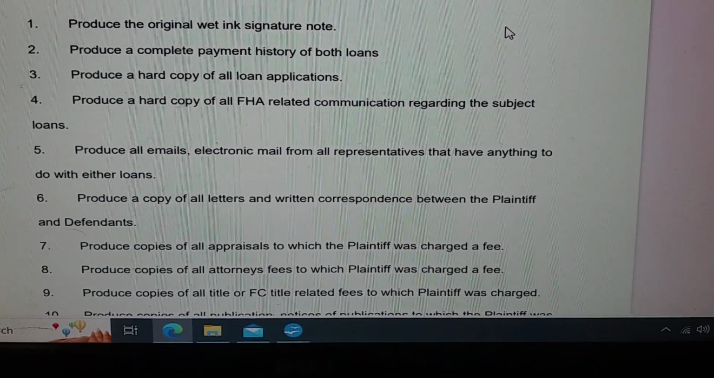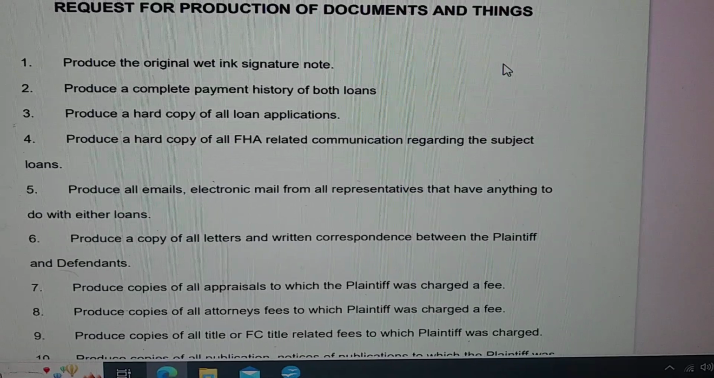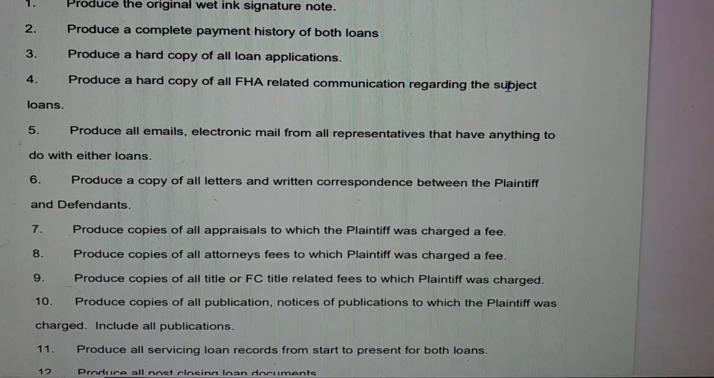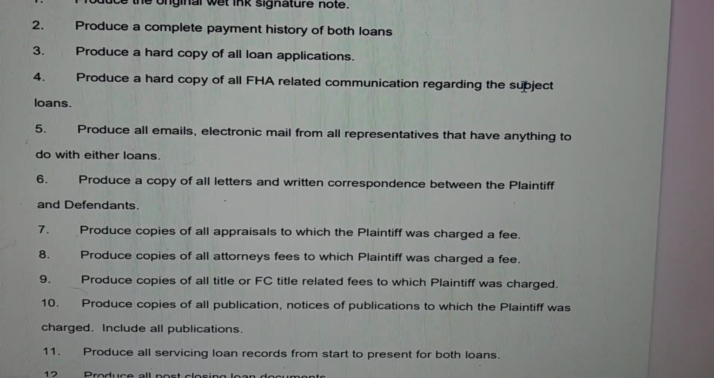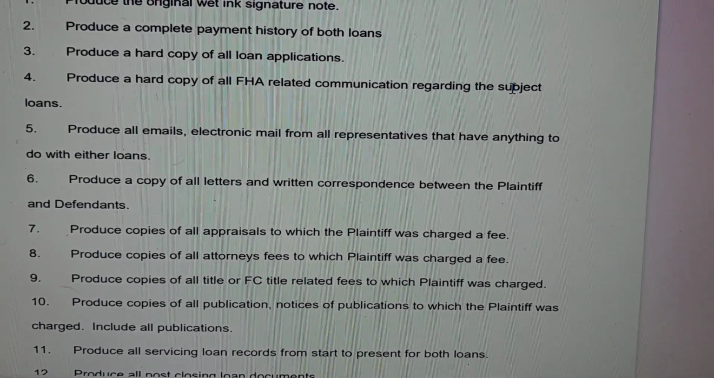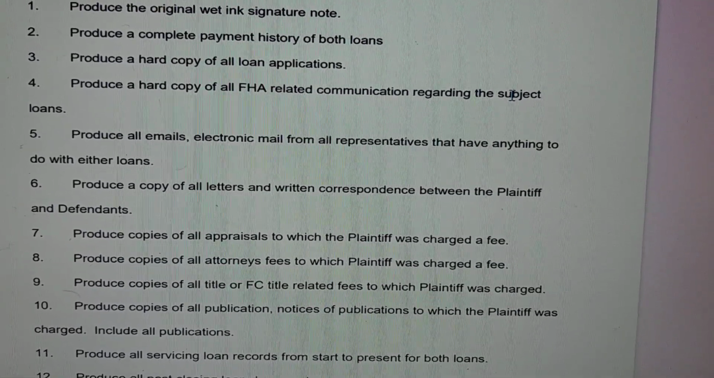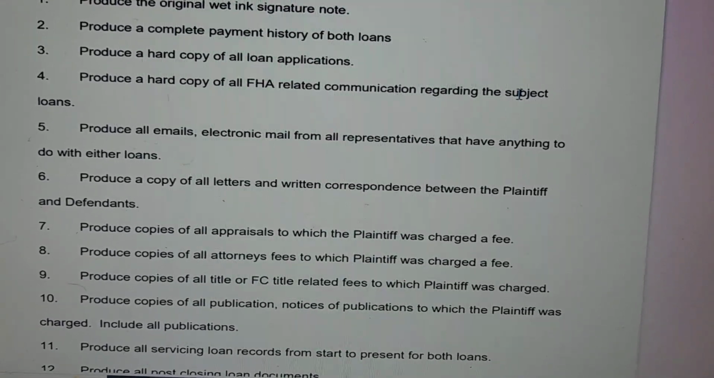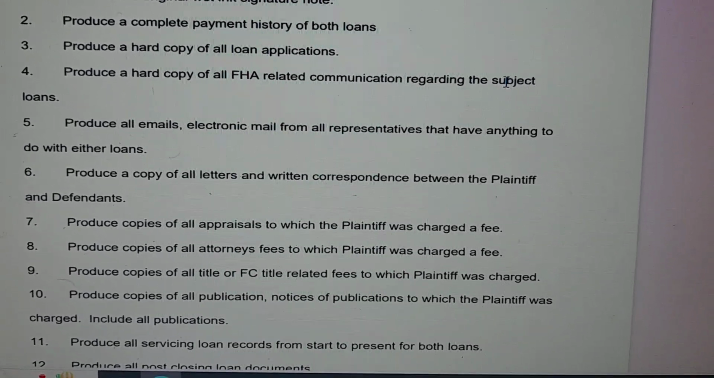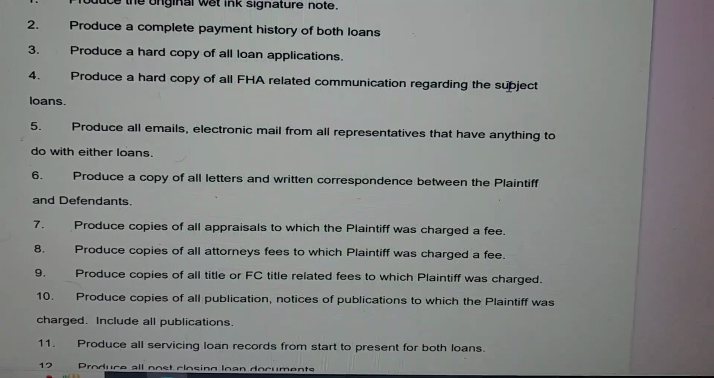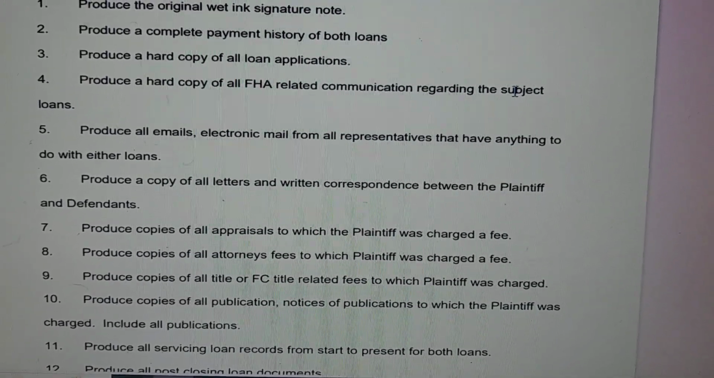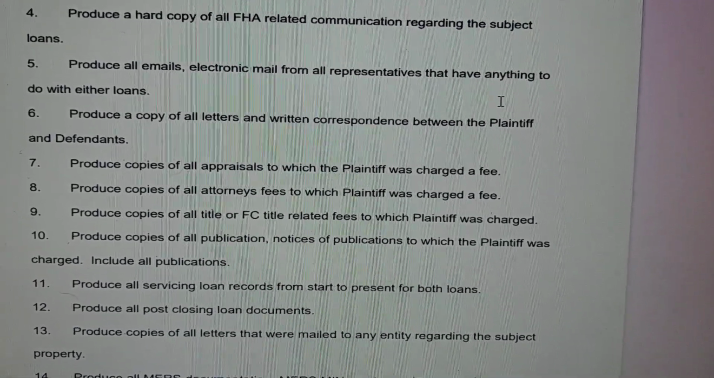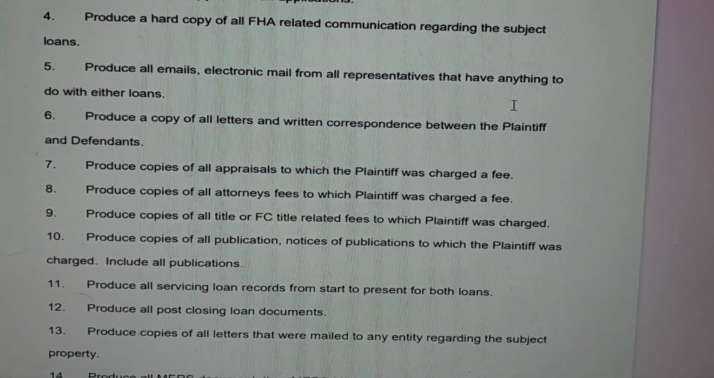Number 7, produce copies of all appraisals to which the plaintiff was charged a fee. Number 8, produce copies of all attorney's fees to which the plaintiff was charged a fee. Number 9, produce copies of all title or FC title related fees to which the plaintiff was charged. Number 10, produce copies of all publication notices, notice of publication to which the plaintiff was charged, include all publications. Number 11, produce all servicing loan records from start to present for both loans.